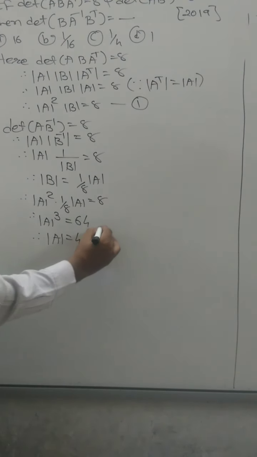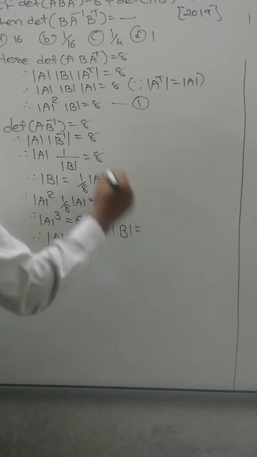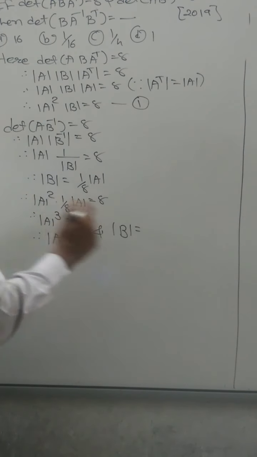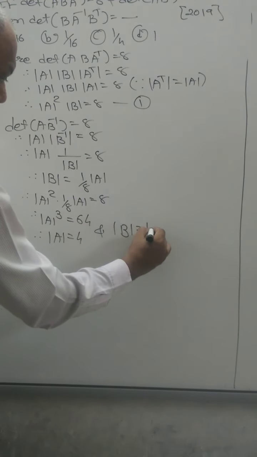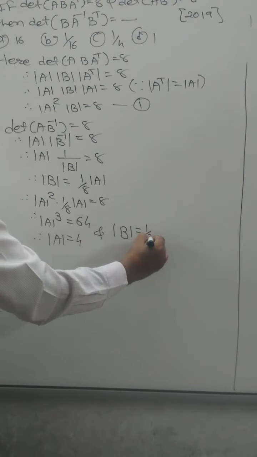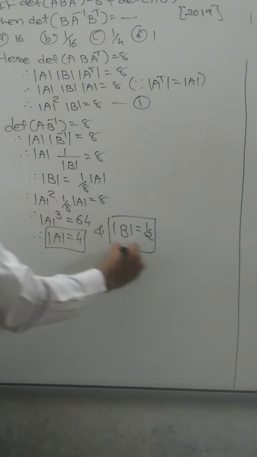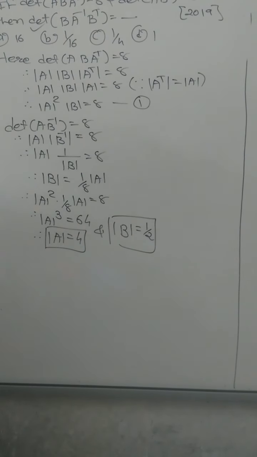And determinant of B is equal to 1 by 4 and 8, 1 by 2. 1 by 2 is there. So we get this value, 2. Now we want to find the determinant of B A inverse B^T.